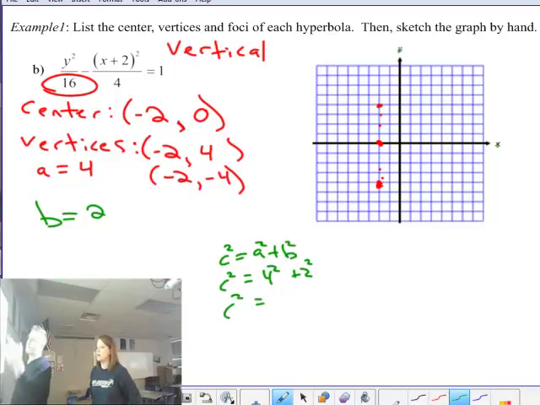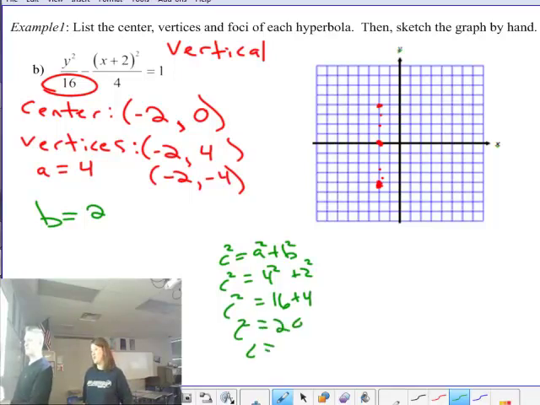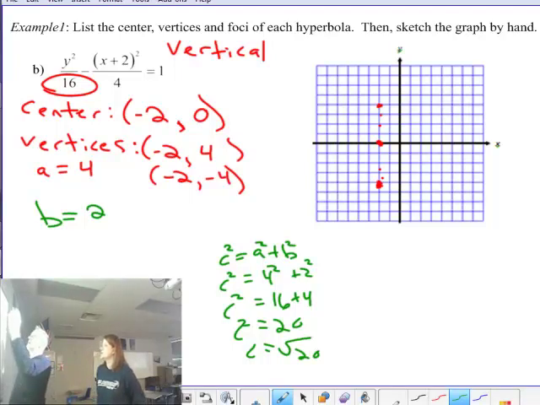And remember, you can do the 4 squared from the A and B, or you can also look back at the equation because that's going to give you the 16 and the 4. So how about C squared is 20, and C would be the square root of 20? All right. And just a little something to keep in mind, the square root of 20 is going to be between the square root of 25 and the square root of 16, so somewhere between 4 and 5 units.